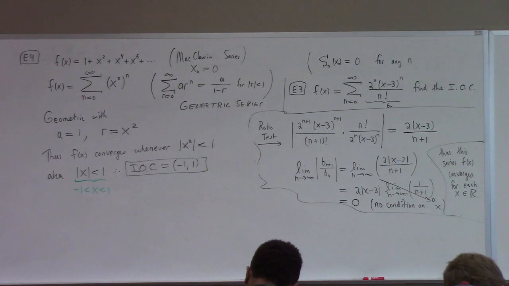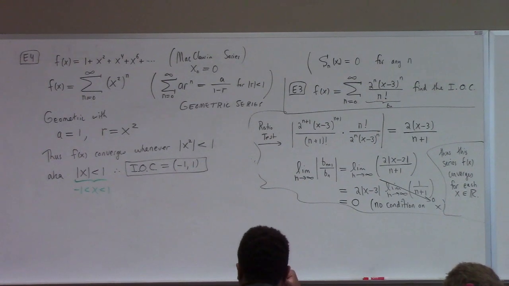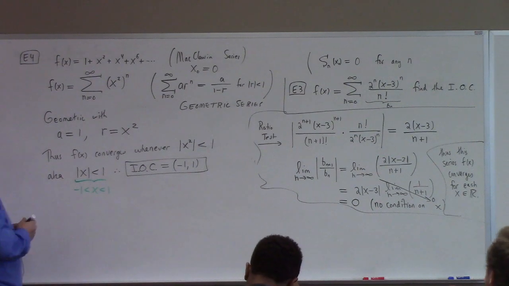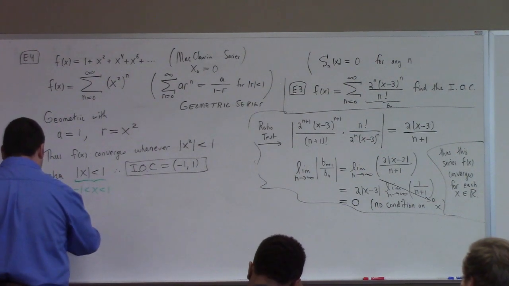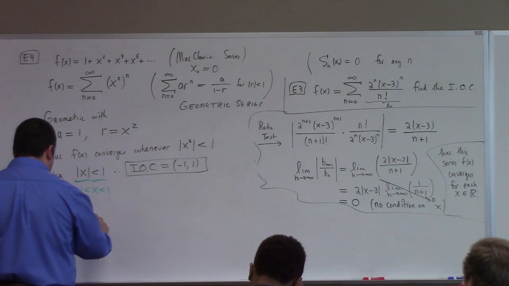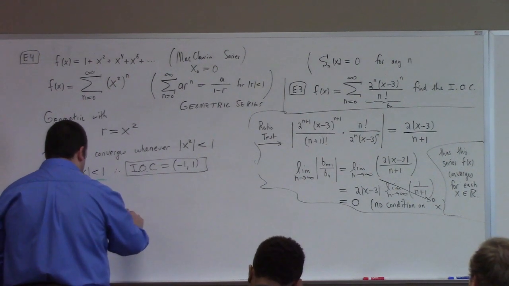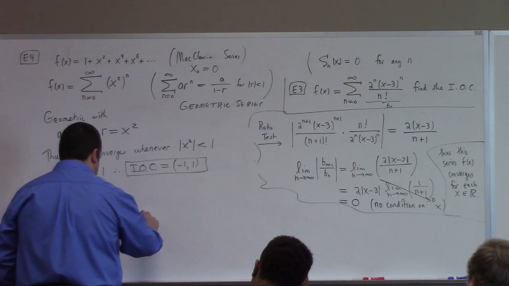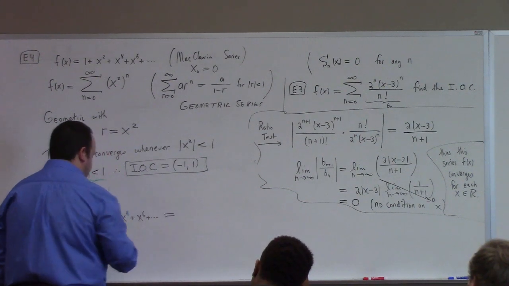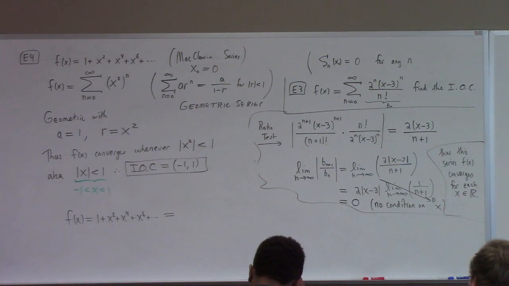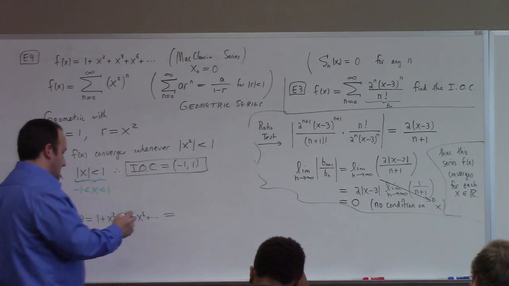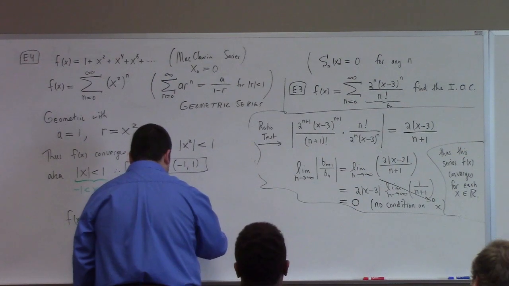But we could say more. We could actually connect this to a known function, right? Let's see here. f of x equals what? On the one hand, it's equal to 1 plus x squared plus x to the 4th plus x to the 6th plus dot, dot, dot. But that actually equals what? By the geometric series result, that's also equal to a over 1 minus r, right? Which is 1 over 1 minus x squared here.